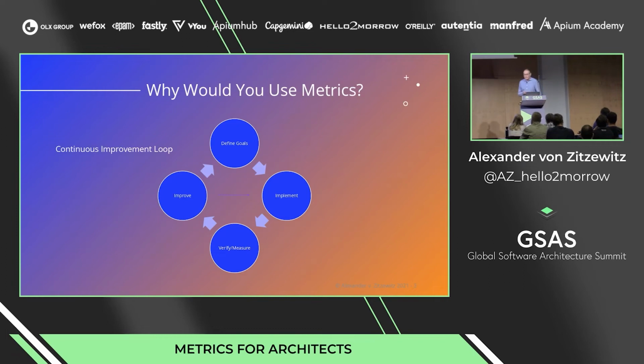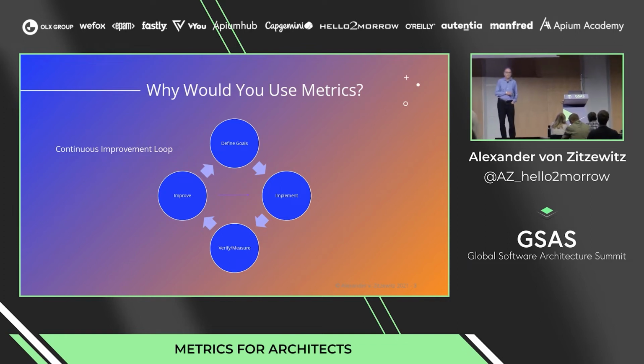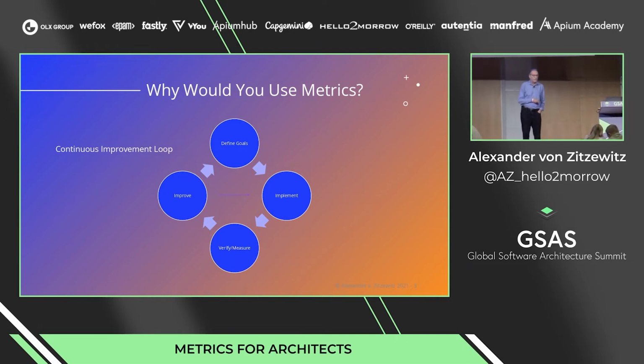So why would you use metrics? For this, we can use a continuous improvement loop as an example. In the continuous improvement loop, that is stolen from Six Sigma, that's basically from the manufacturing industry. And if you realize that the day-to-day products we're buying nowadays improved in quality quite a bit in the last 30 years.